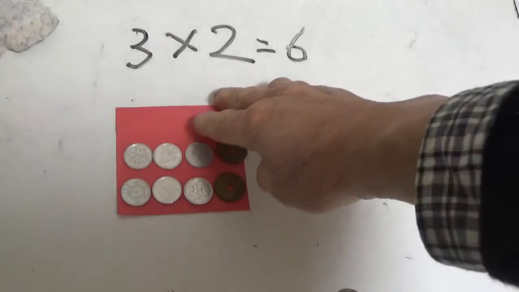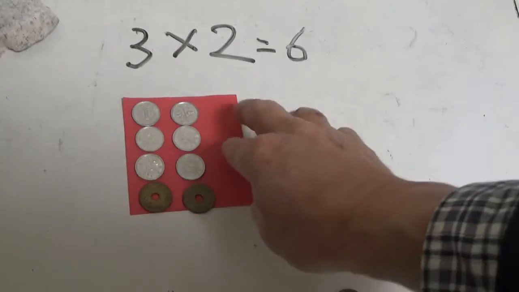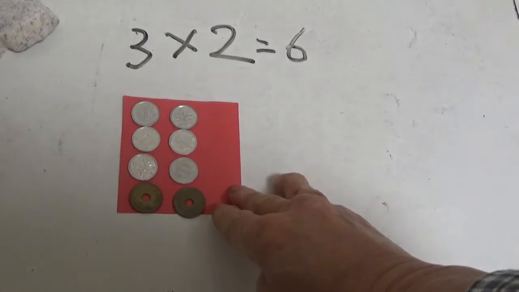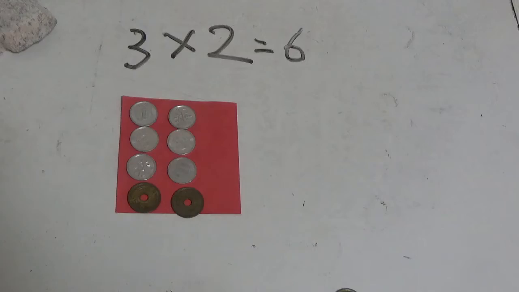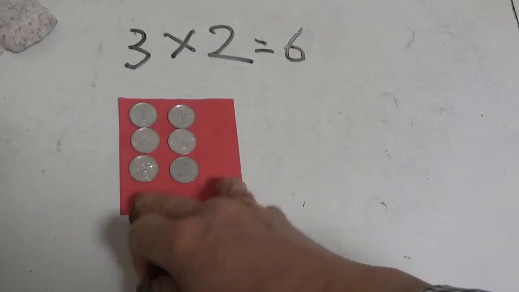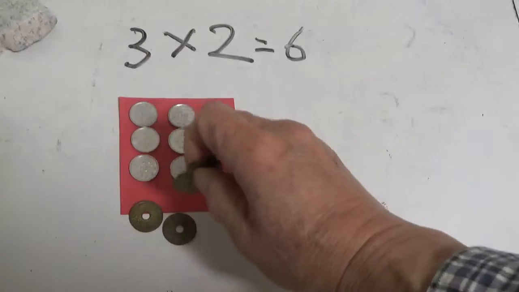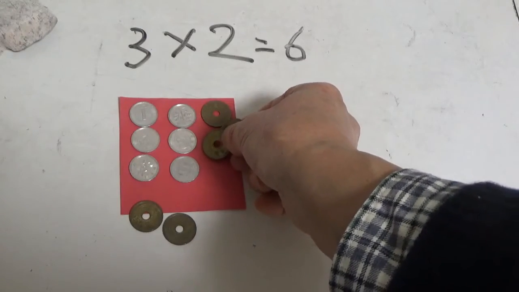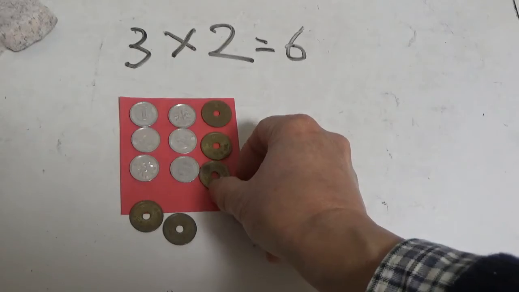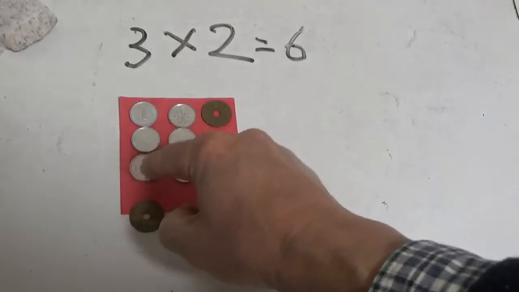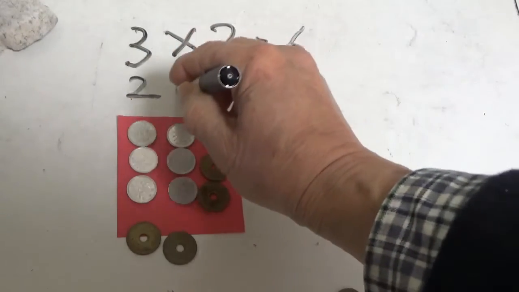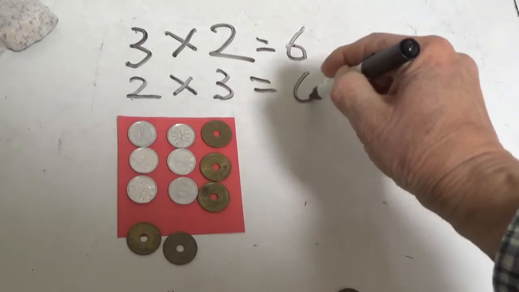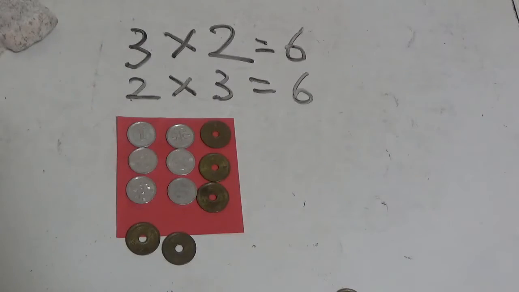Let's rotate the paper. It is the same with 2, 0, add 2 coins 2 times, 3 times. That is 1, 2, 3, 4, 5, 6. That is 2 multiplied by 3 is also 6. So the order of the multiplication does not change the value.